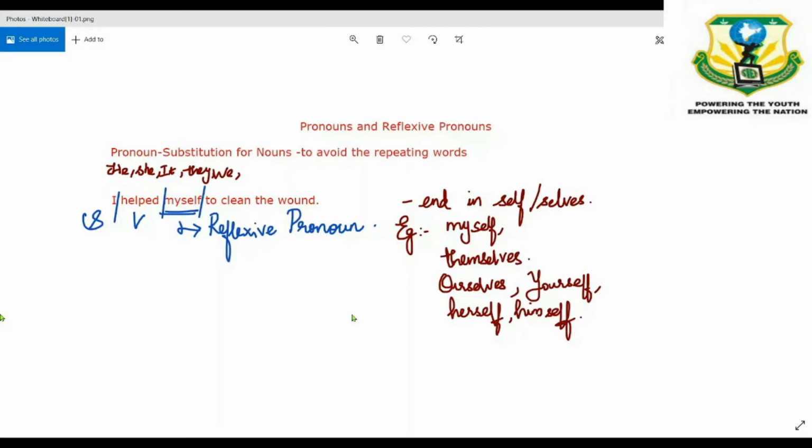In this reflexive pronoun, it always ends with self or selves. For example, myself, themself, ourself, yourself, itself, himself, herself, all these are reflexive pronouns.